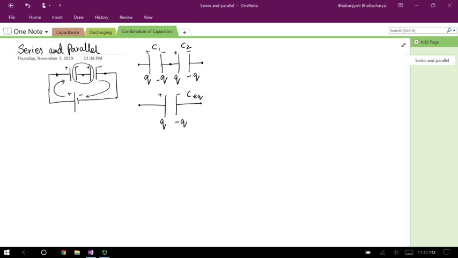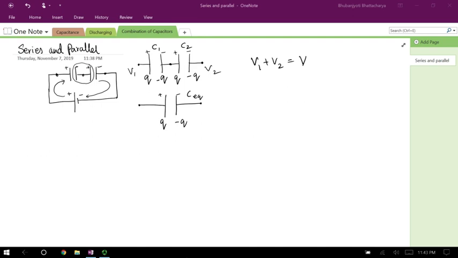Well, the potential drop across the first capacitance, let's call that V1, and across the second capacitance, let's call that V2, and the equivalent of this is the drop V1 plus V2, right? So going across the circuit, V1 plus V2 is equal to V, that is the actual drop across the battery.